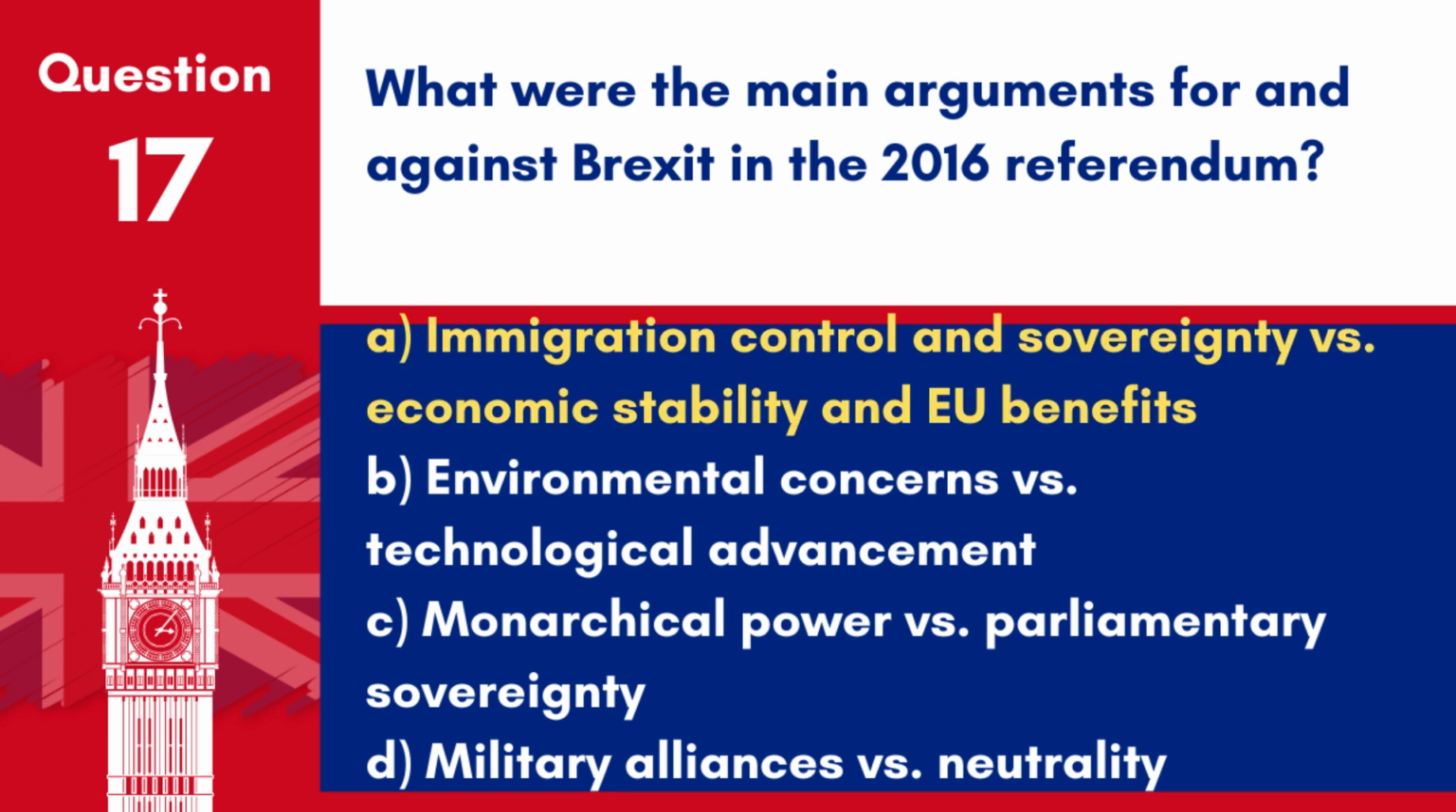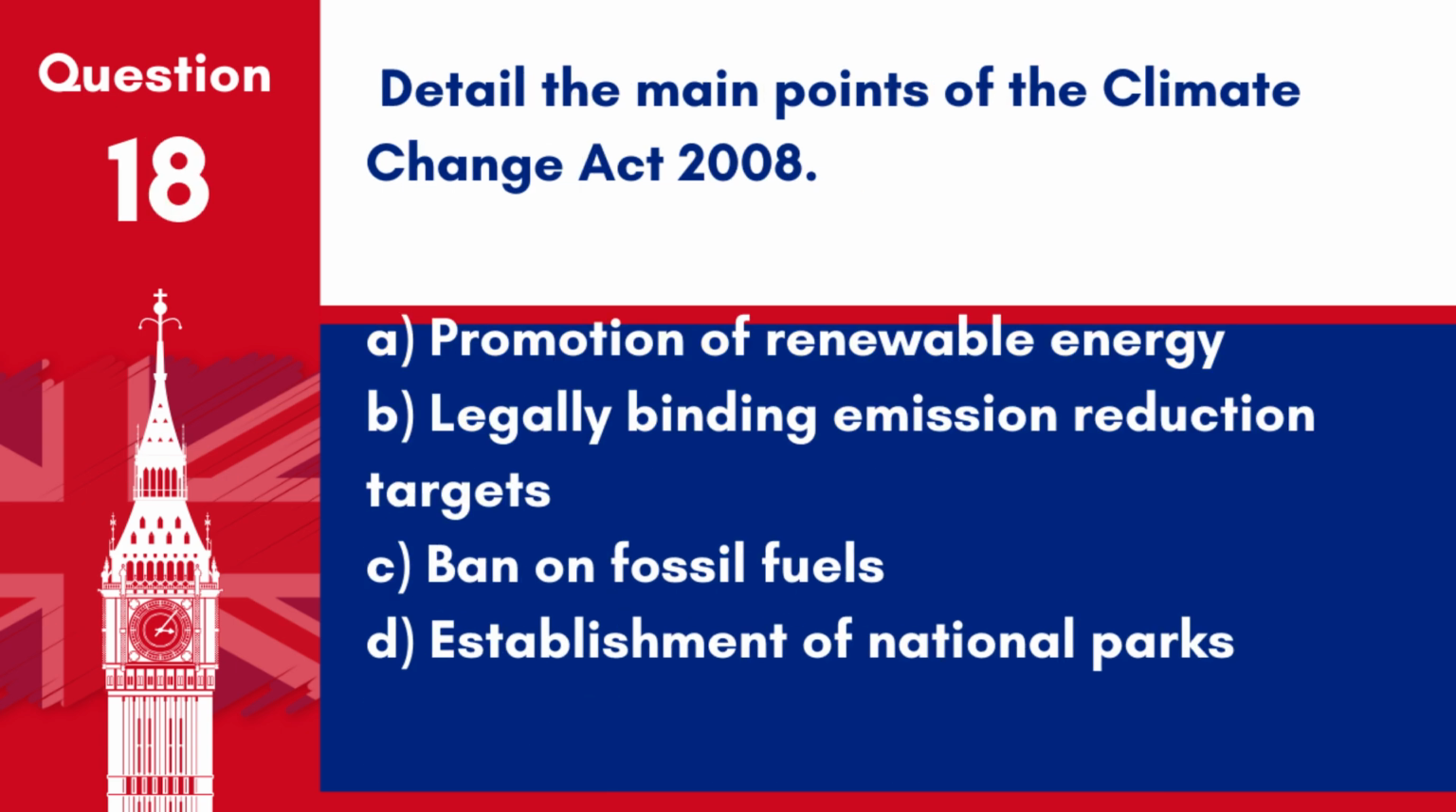Answer: A. Immigration control and sovereignty vs. economic stability and EU benefits. The main arguments for Brexit were immigration control and sovereignty, while against were economic stability and benefits of EU membership. Question 18. Detail the main points of the Climate Change Act 2008.